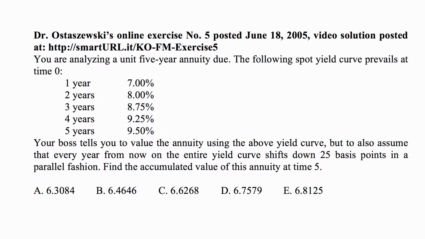Your boss tells you to value the annuity using the above yield curve, but to also assume that every year from now on, the entire yield curve shifts down 25 basis points in a parallel fashion. Find the accumulated value of this annuity at time 5. Remember, the spot rate is the annual rate effective every year for the term, that is used for discounting a cash flow at a specific point in time in the future. So the 5-year spot rate is for 5 years. That time in the future is 5 years from now.